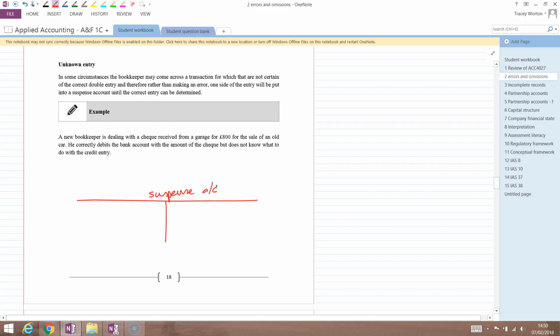So as it says, the actual entry for the bank has been done. So he's debited the bank to put the £800 into the bank. We need a credit entry because the credit entry on the trial balance will be too low. So we're going to put £800, and it's as a result of the bank account with a receipt for the sale of a car.